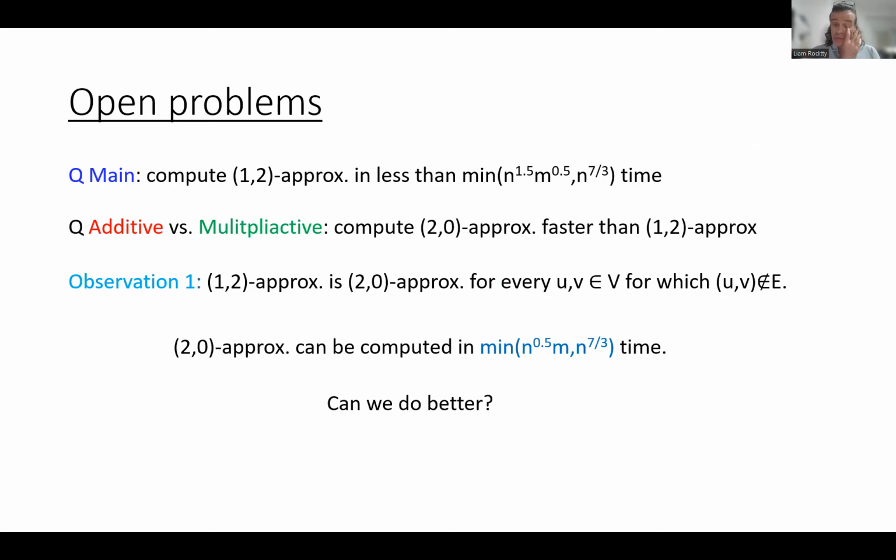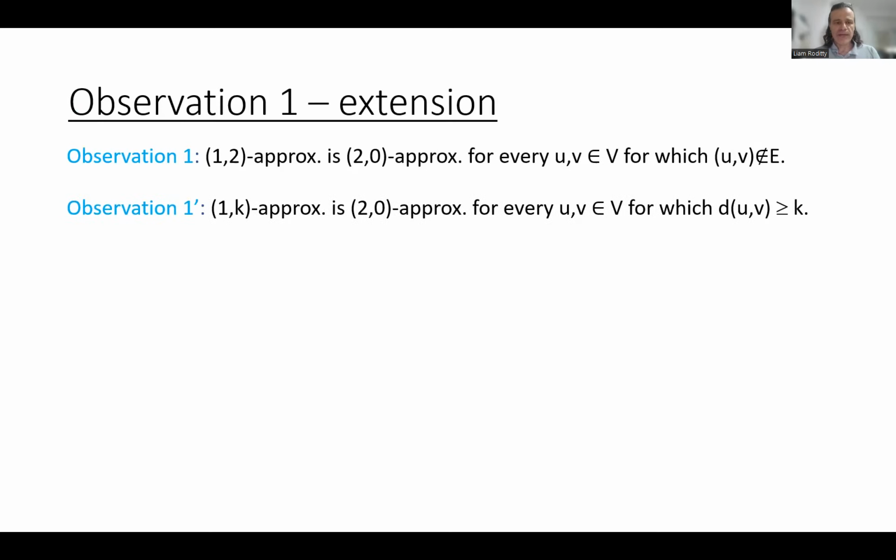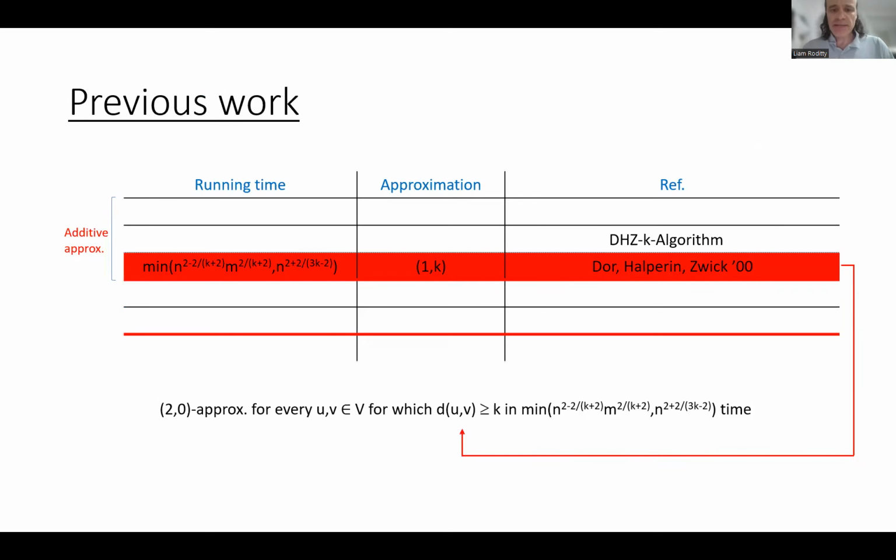The question is, can we do better? So let's look a bit closer at this observation. A more general way to say this observation is the following. An additive K approximation is simply a (2,0) approximation for every pair of vertices at distance at least K. So if you take Dor, Halperin, and Zwick, this is what we get. For every pair of vertices of distance at least K, we have a (2,0) approximation in this running time, where you can see that the larger K becomes, we get a better running time.